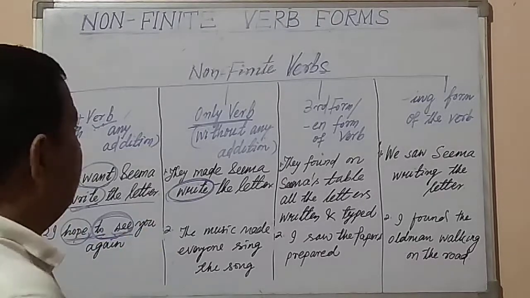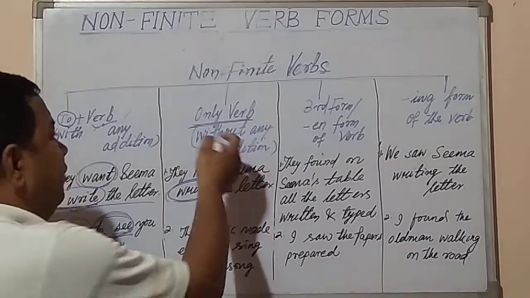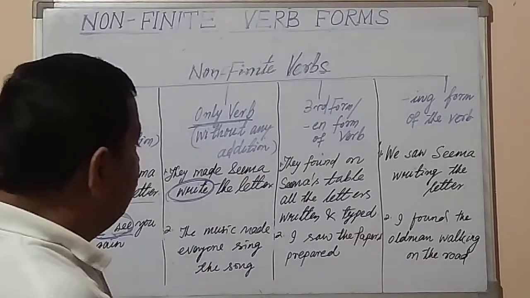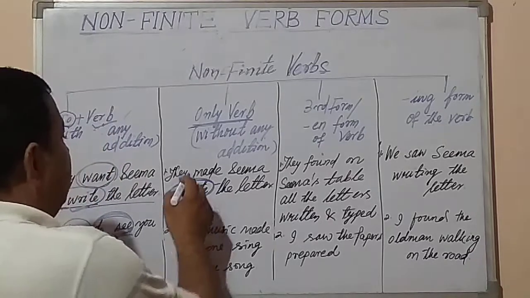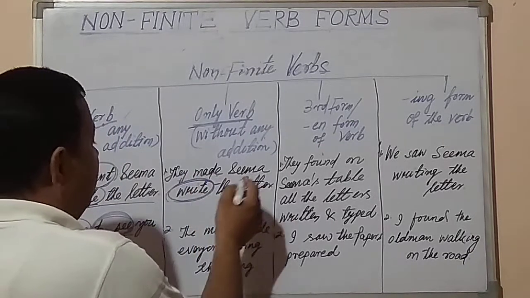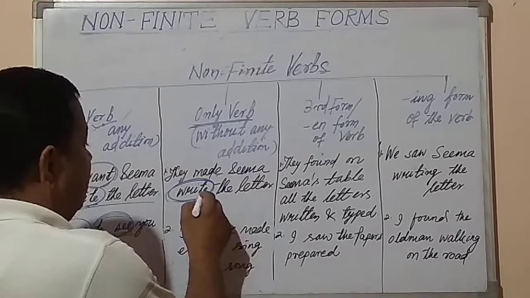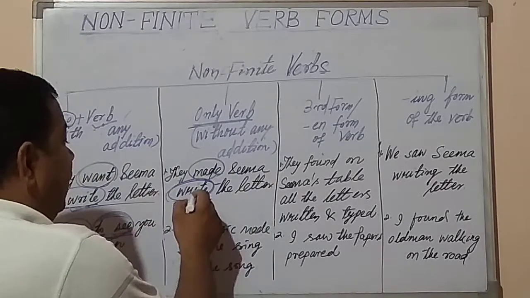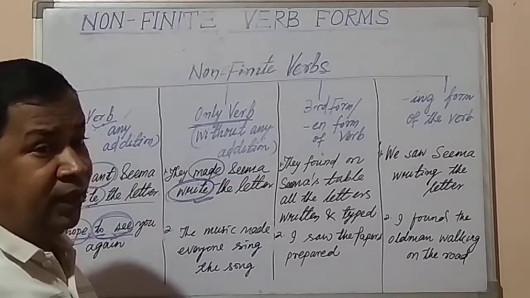But in the next category, or next type, you see here only verb. That means it does not take "to". So it will be: they made Sima write the letter. So it is only write. That means made is your finite verb and write is your non-finite verb.